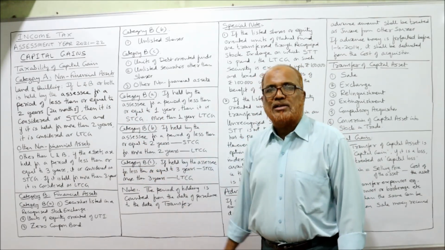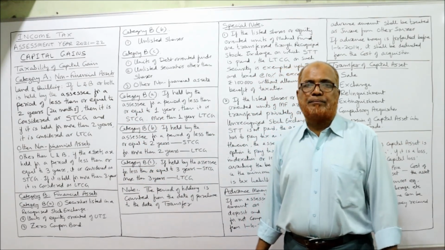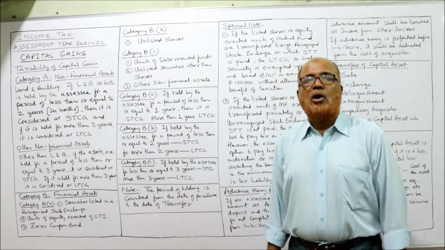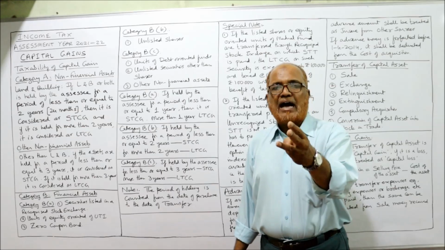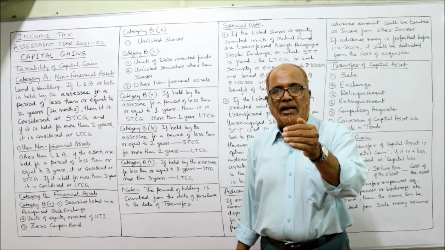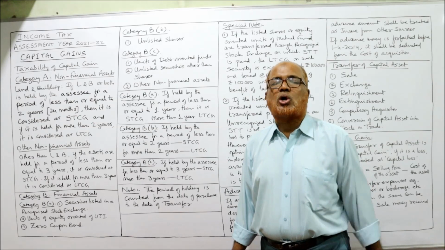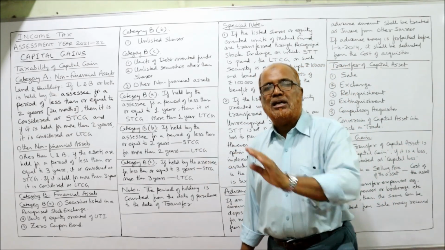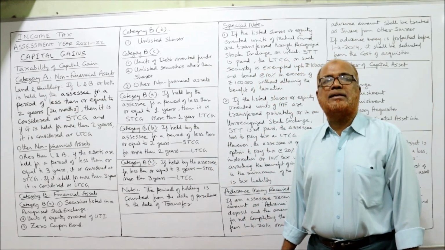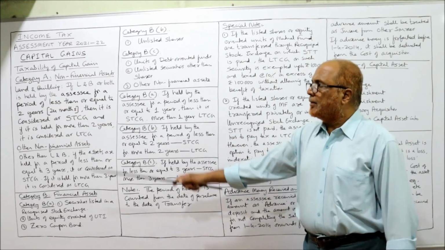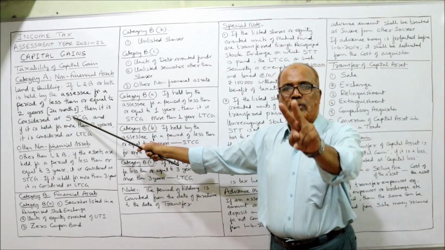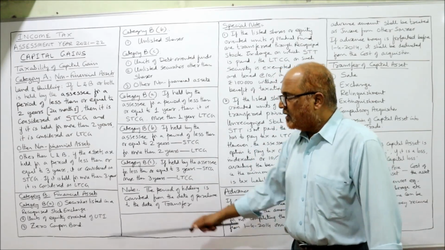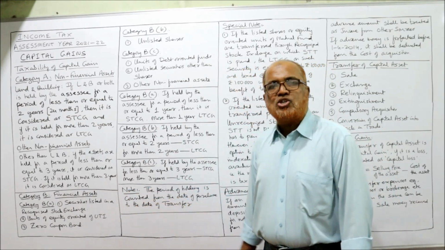Now, all other non-financial assets, leaving aside land and building: the holding period is 3 years. If the asset is held for 3 years or less, it will be called a short-term capital asset. If held for more than 3 years, it will be called a long-term capital asset. Simple. Non-financial assets: land and building 2 years, and other non-financial assets 3 years. Now, category B, financial assets.